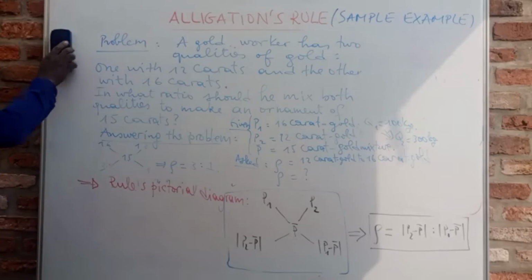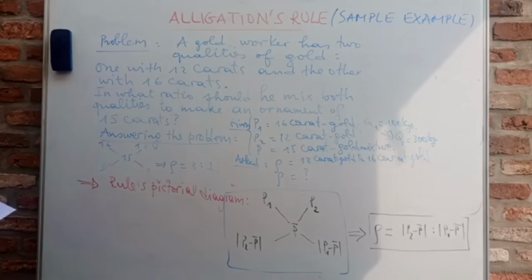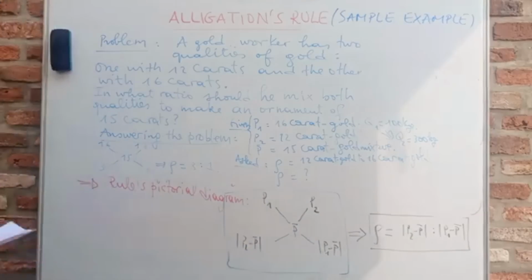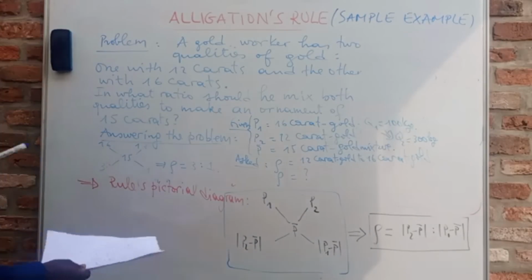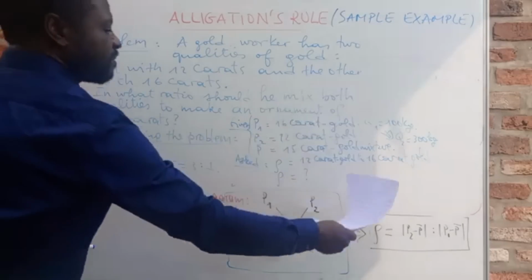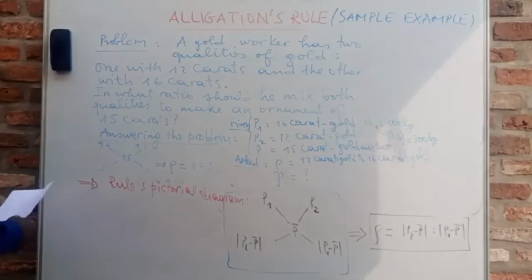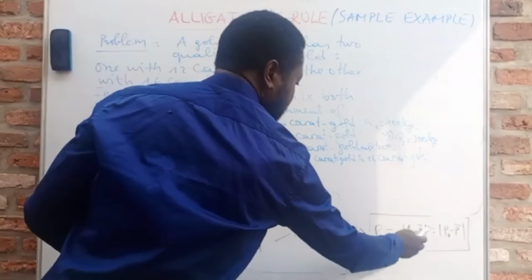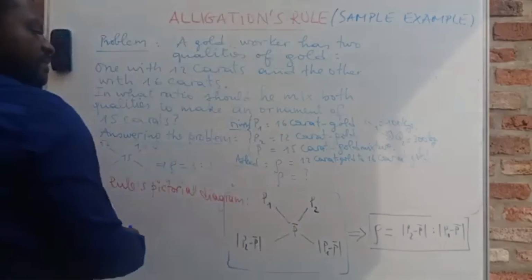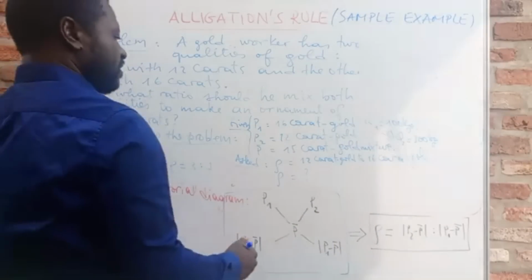Now this was the problem, and here was the answer, as an example where we can use alligation rules by using a diagram. One advantage is that we don't spend much time on using a formula. We just give the result.